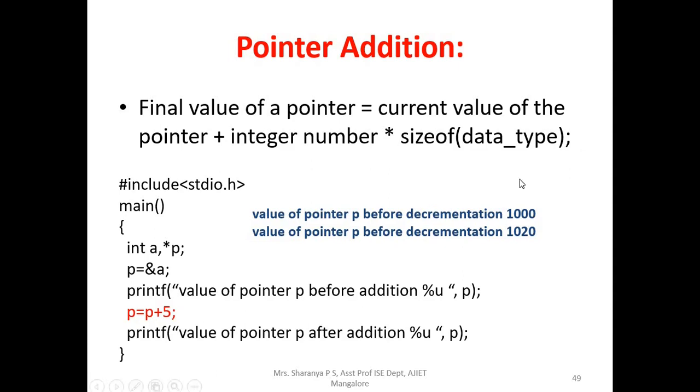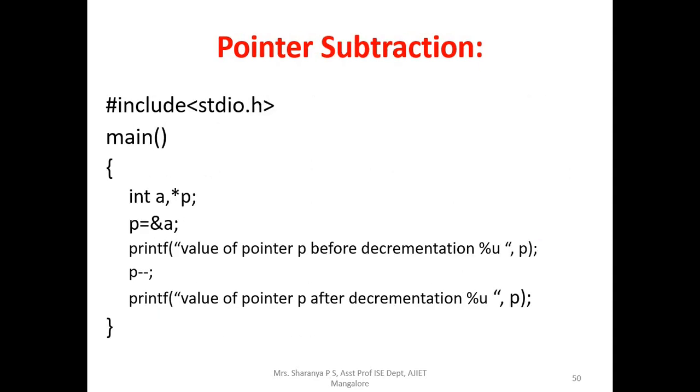Here the data type is integer, that is 2 bytes. And the current value of the pointer is whatever address it is referring to. Say for example, in this case 1000 plus an integer number, it is 5 times the size of the data type. If we take the size of the integer as 2, 5 times 2 is 10, and it will be computed. And here it referred to the size of the integer as 4 bytes. That's why it gives the final value as 1024. This is how pointer addition is done.